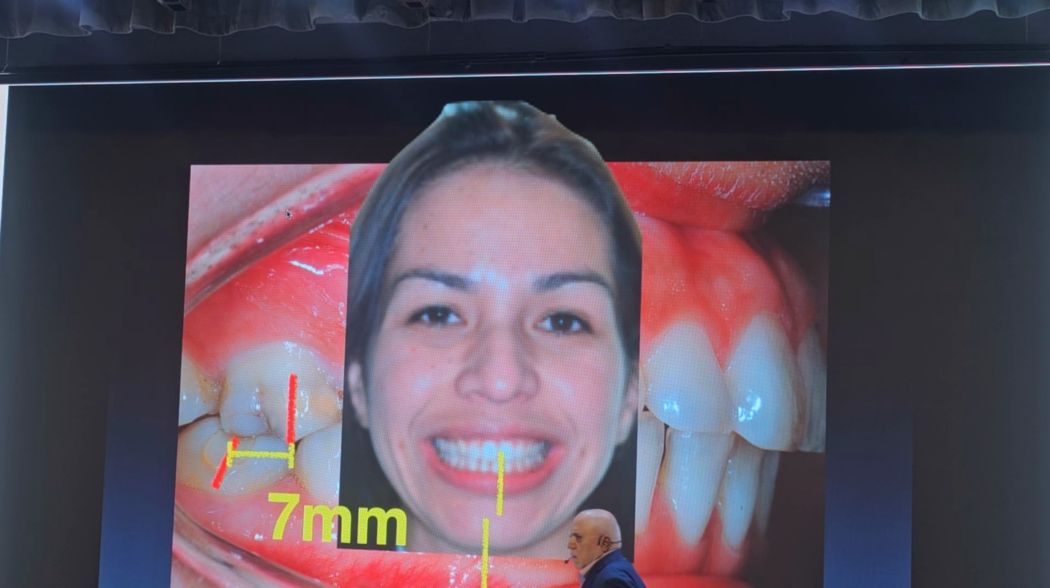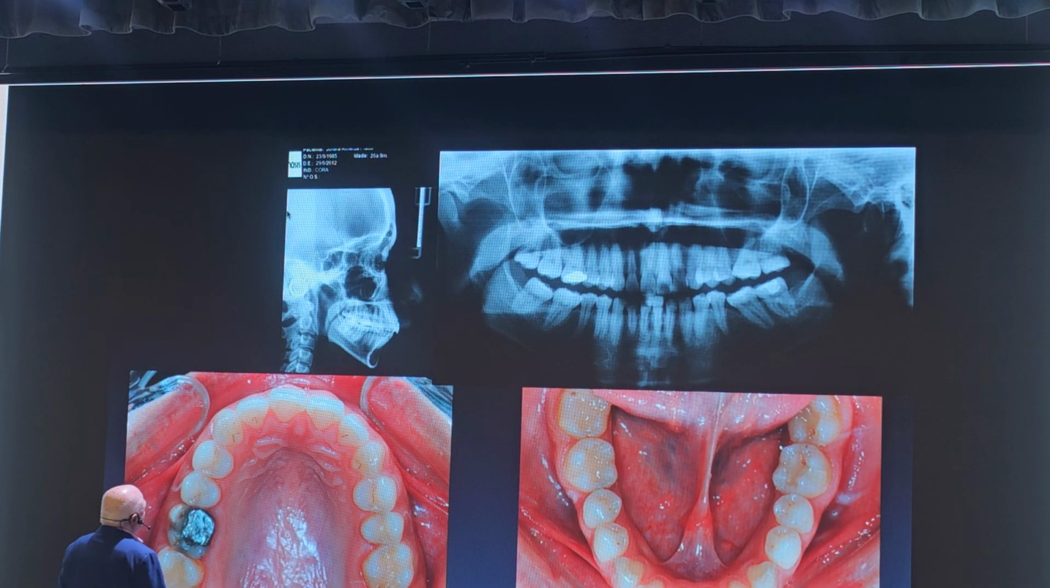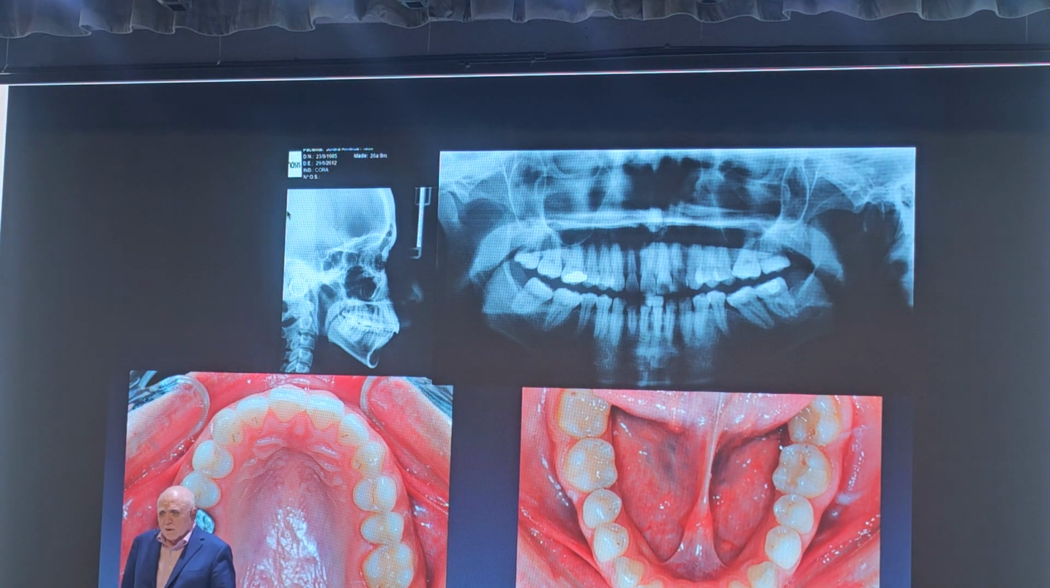non-extraction. Okay? So there's our patient. So when you look at this arch form, you say, oh, this looks very nice.